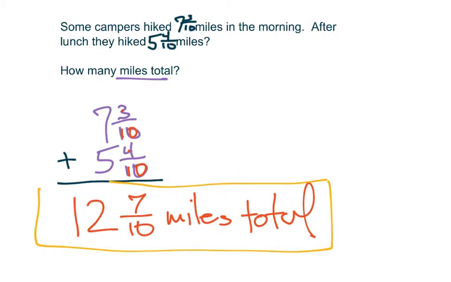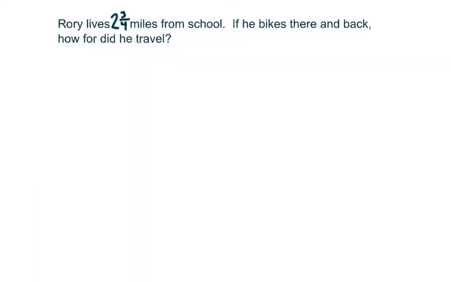Hey, let's do another. Rory, hey, I know a guy named Rory, lives 2 3/4 miles from school. If he bikes there and back, how far did he travel? Again, be Rory or be the bike. Hopefully you're led to the proper operation, which would be, in this case, addition. So I take my 2 3/4 and I'm going to add it to 2 3/4.